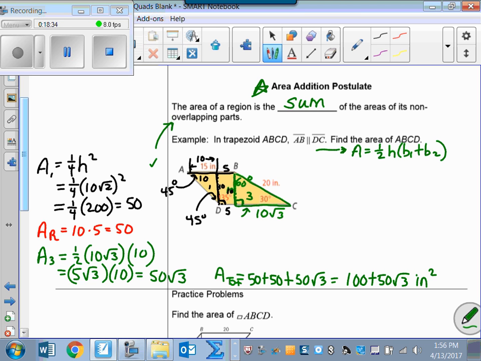And I do think if you use the formula for finding the area of a trapezoid, it's going to be a lot quicker than finding the sum of each figure in there. But that's what we did. So you check it out.